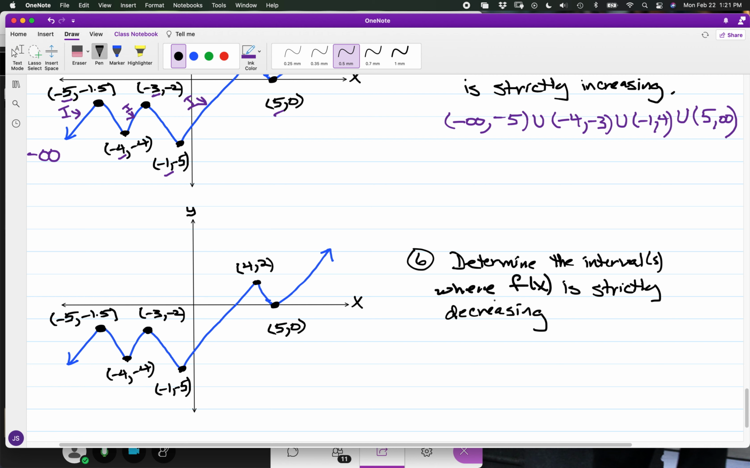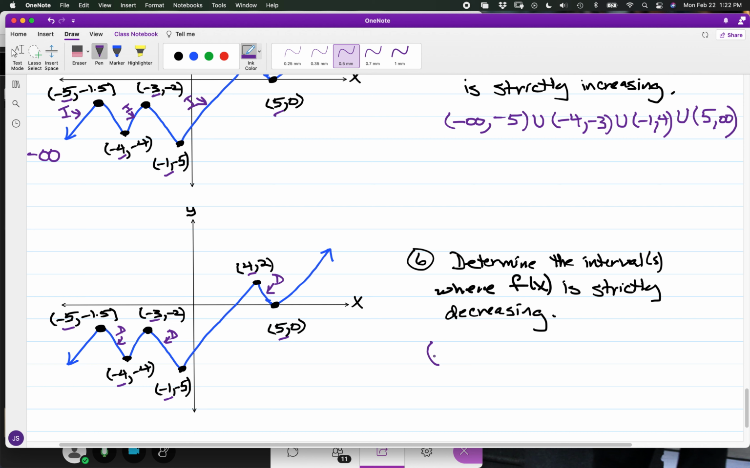Again, for increase, decrease, you're not going to have any brackets in the interval notation. So where we have decreases, going from end to end, you have a decrease, another decrease, kind of like a sawtooth pattern. Increase, decrease, increase, decrease. For the x values I'm concerned with, you have between -5 and -4, also between -3 and -1, and also between 4 and 5.